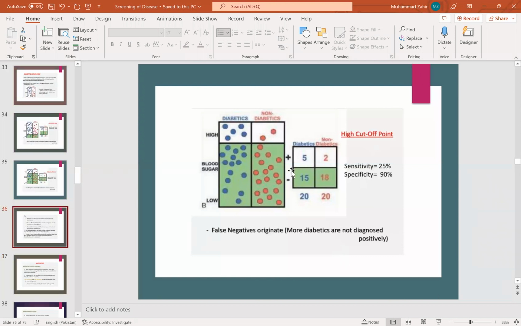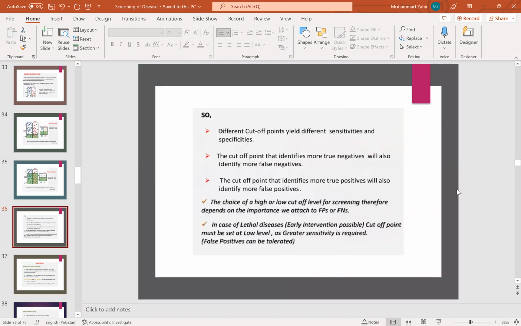So different cutoff points yield different sensitivities and specificities. The cutoff point that identifies more true negatives will also identify more false negatives. The cutoff point that identifies more true positives will also identify more false positives. The choice of a high or low cutoff level for screening, therefore, depends upon the importance we attach to false positives or false negatives. In case of a lethal disease where early detection and intervention are possible, the cutoff point must be set at a low level as greater sensitivity is required. False positives can be tolerated.